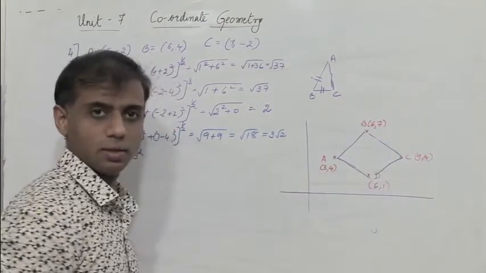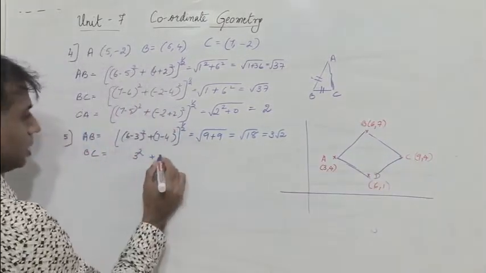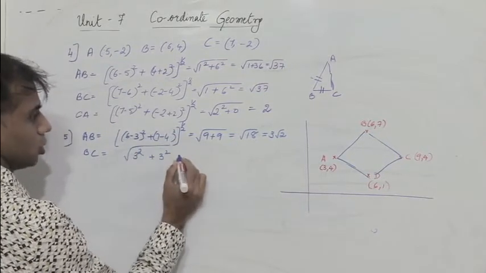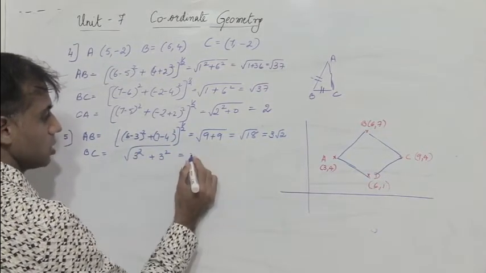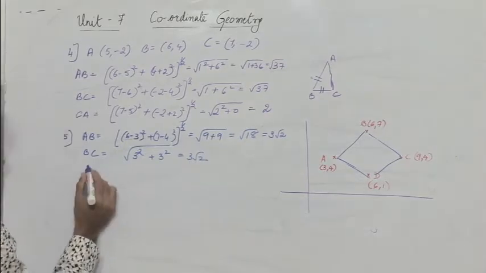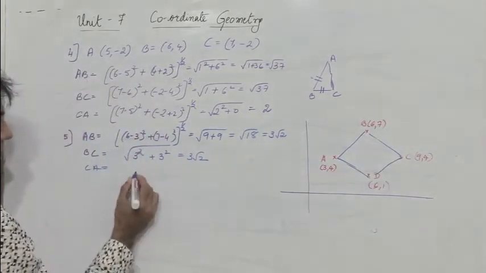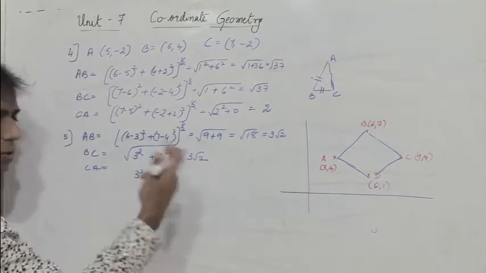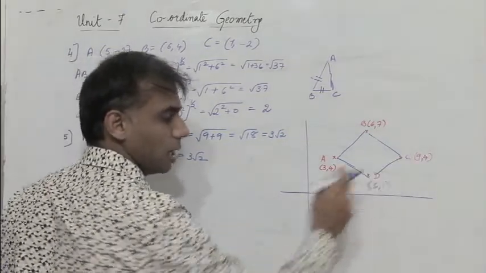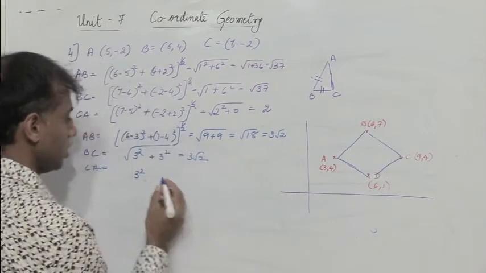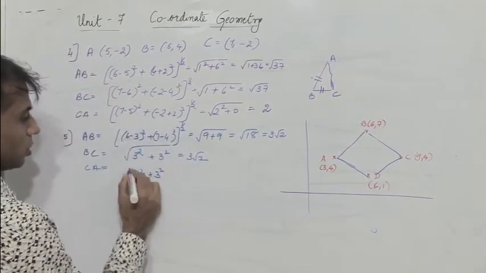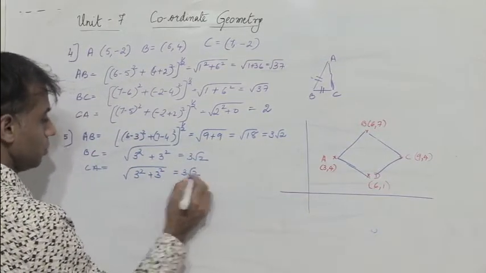4 minus 7 is minus 3, squared, the whole root. So again we get 9 plus 9, which is 3 root 2. Next, CA. 6 minus 9 is minus 3, squared, which is 3 squared, and 1 minus 4 is minus 3, the whole squared, which is 3 squared, the whole root. So this is again 3 root 2.